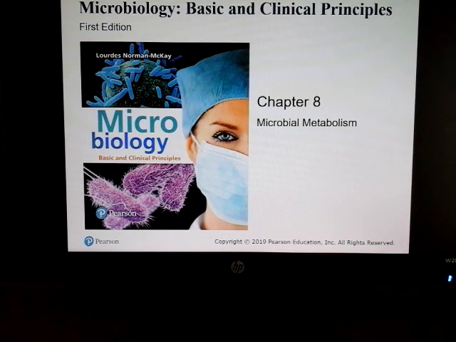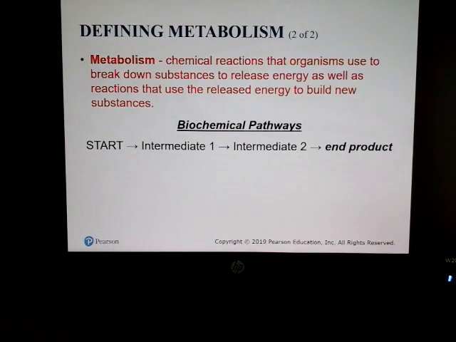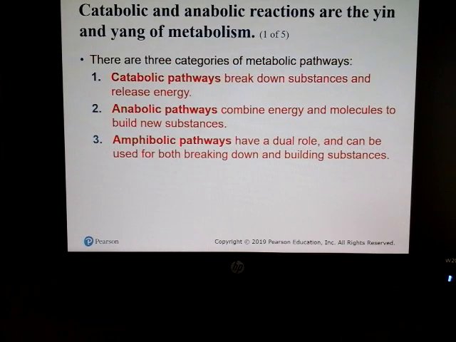In this chapter, we'll cover microbial metabolism. So metabolism is a balance between all of the chemical reactions in your body, and we either break things down or we build things up. And basically the biochemical pathways that we talk about, you have a starting point, then some kind of intermediate, and then an end product. And enzymes play a very important role in our biochemical pathways.